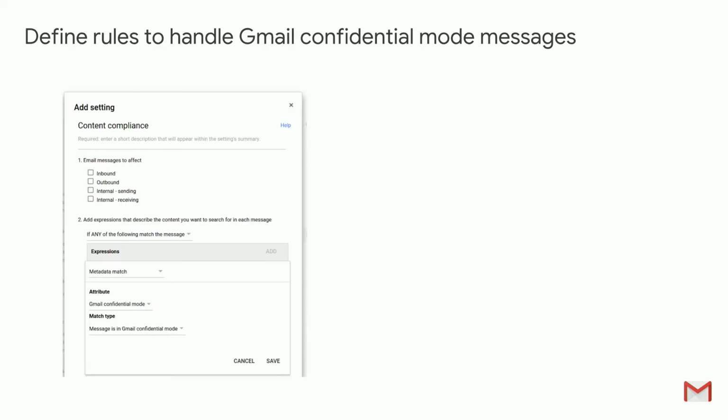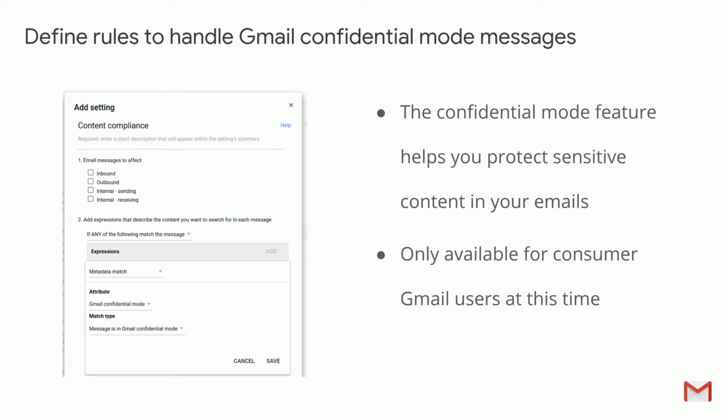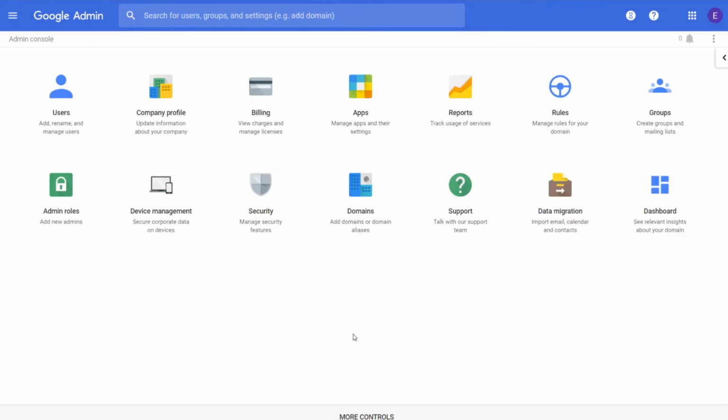In April, we introduced the new Gmail, including the confidential mode feature, which helps you protect sensitive content in your emails by setting expiration dates or revoking access to the previously sent emails. The feature is only available for consumer Gmail users at this time, but will launch to G Suite users at a later time. As an admin, you can create compliance rules to handle confidential mode messages sent from consumer users to G Suite users in your domain. Let's take a look in the admin panel.